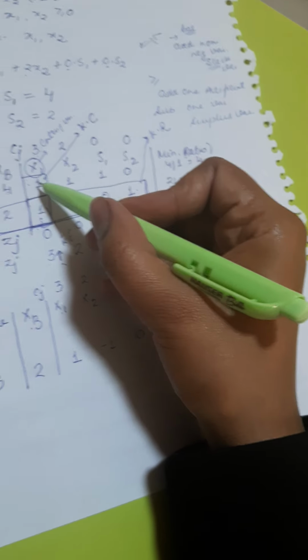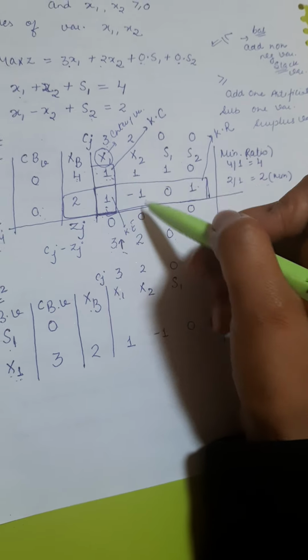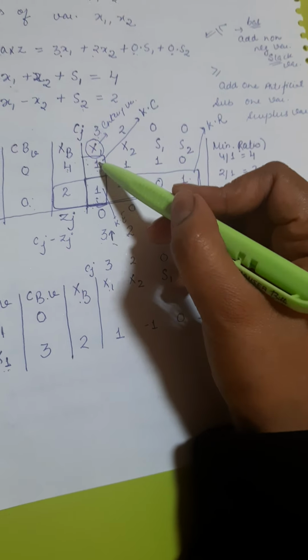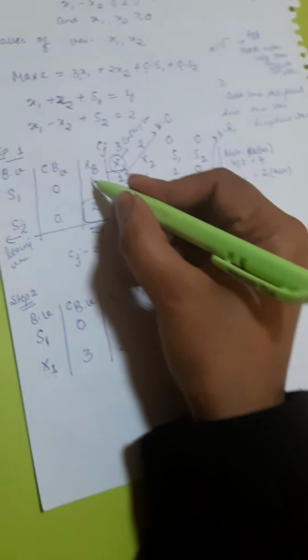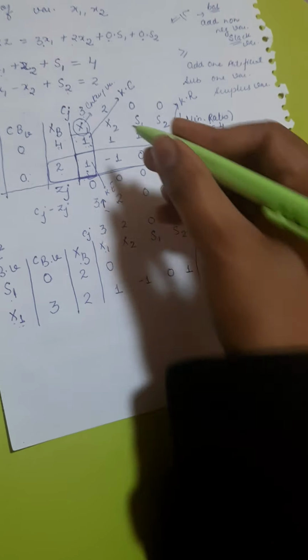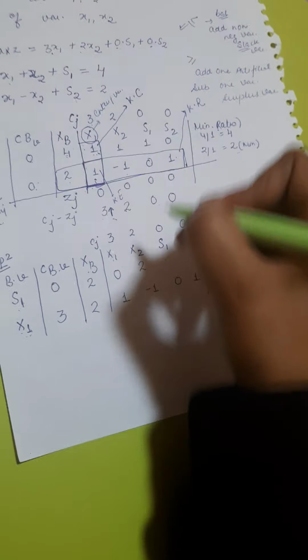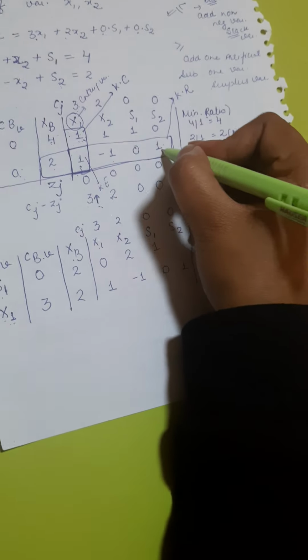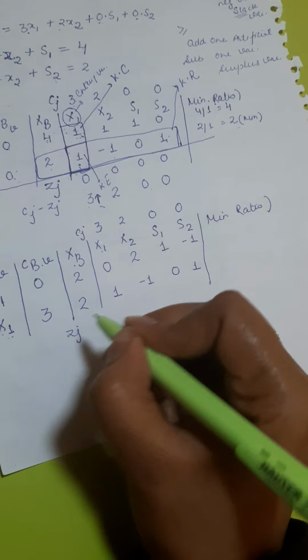Now to make this number 0, how will we do it? Can we subtract these two rows? If we subtract these two rows, 1 minus 1 is 0. So subtracting these two rows, 4 minus 2 is 2, 1 minus 1 is 0, 1 minus minus 1, that is plus, is 2, 1 minus 0 is 1 and 0 minus 1 is minus 1. Correct?